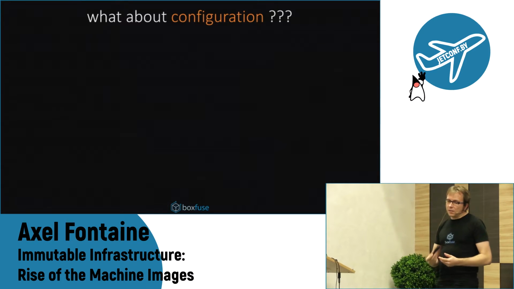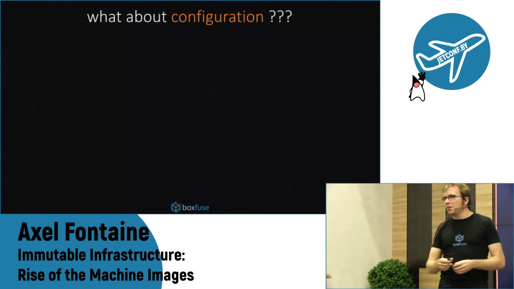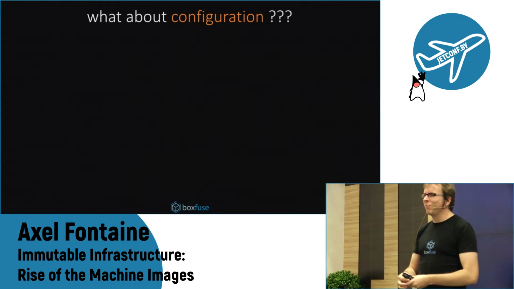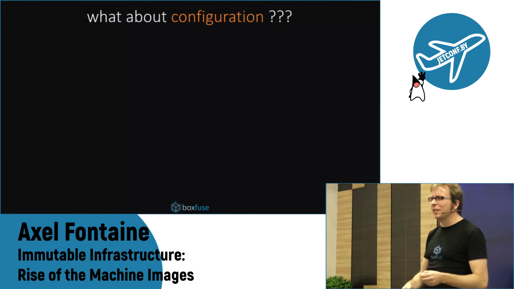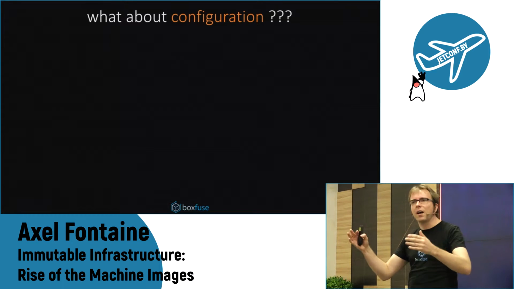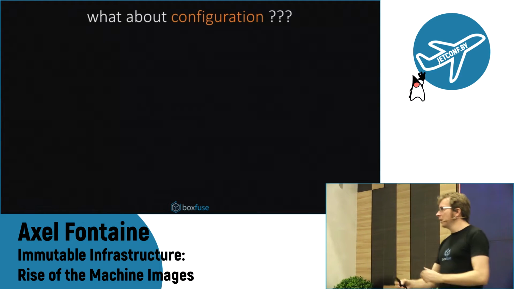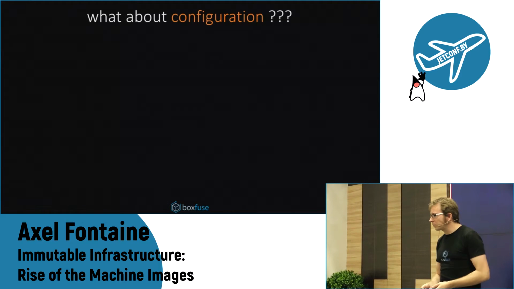Now, configuration is another aspect of that, because you may say, well, you know what, Axel, so nice and well, we've got our same image everywhere, but I don't want to access my development database from production and vice versa. I want nicely orthogonal environments. I want to make sure that works well. So how can we deal with that?